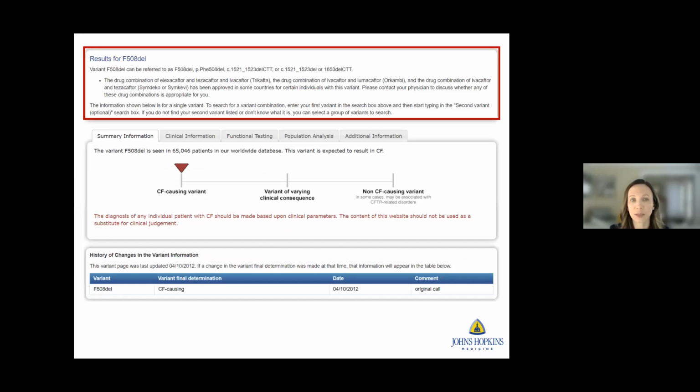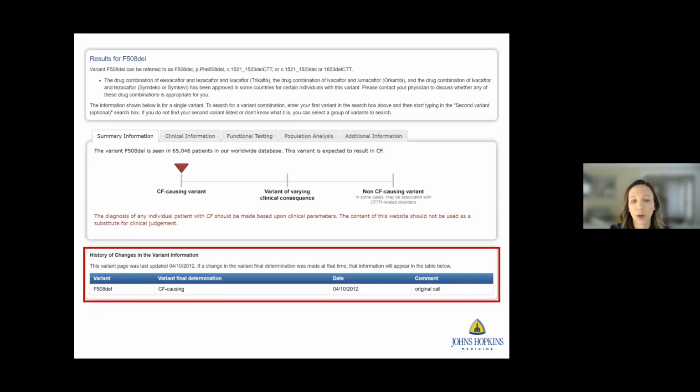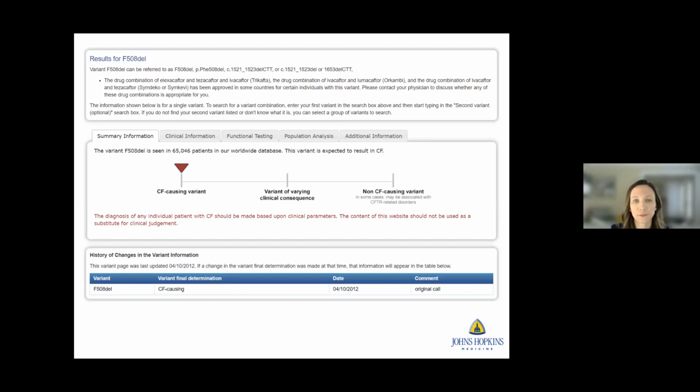Anybody who has worked with CFTR knows that we call things a whole bunch of different, very confusing and very annoying names. So we try to list them out for you. We also tell you whether that variant is eligible for any drug treatment. We tell you whether it's CF causing or some other interpretation, which I'll explain in a few slides. And then at the bottom, we give you a history of whether that variant has changed call over the years. This does not happen very often. Usually once we make a call on a variant, that's what stands, but every once in a while things change and you'll get a history of that here.